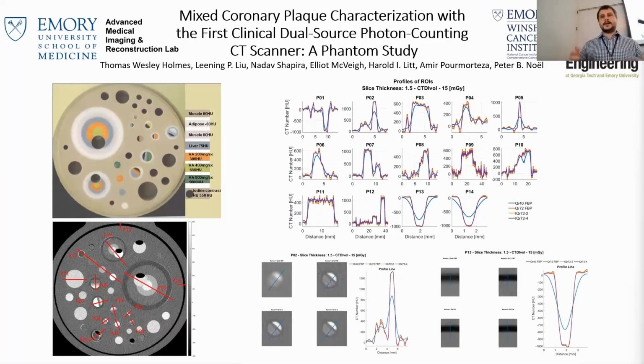As most of you know, photon counting CT has proven to be the next leap in CT imaging technology. Here we investigated the image quality and UHR performance of the first clinical dual source PCC scanner to characterize coronary artery plaques. We used a custom built CT phantom, shown on the left, that has both hard and soft plaques. And on the right, we have the results in the form of profile lines demonstrating blooming and partial volume artifacts.